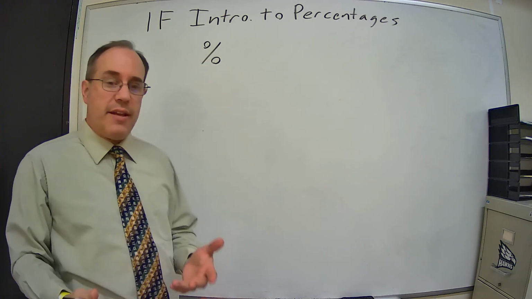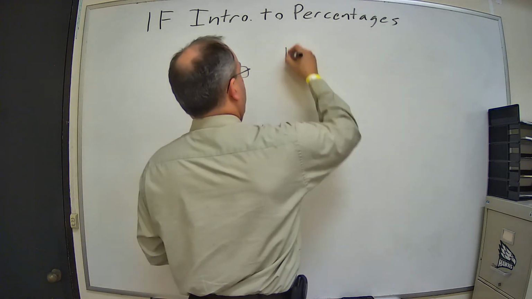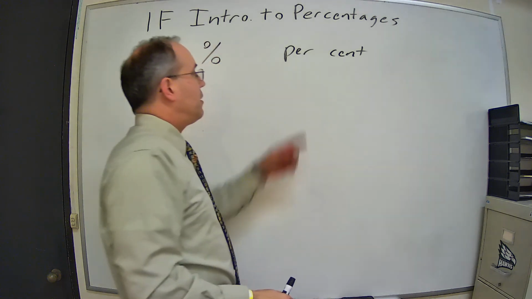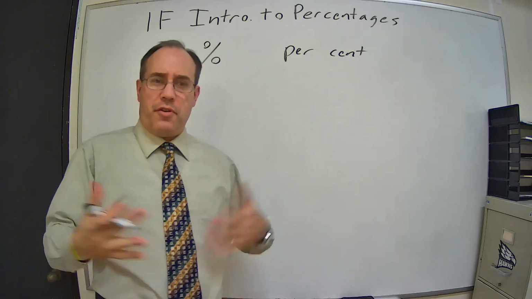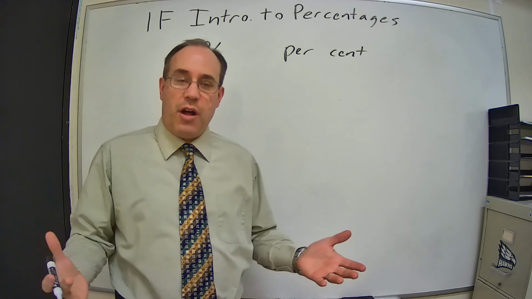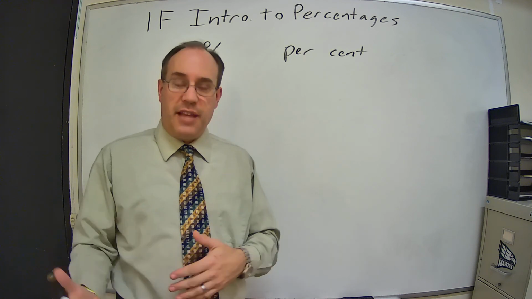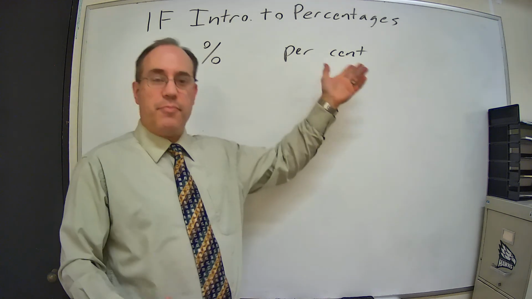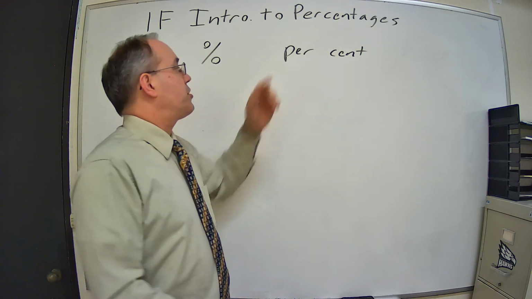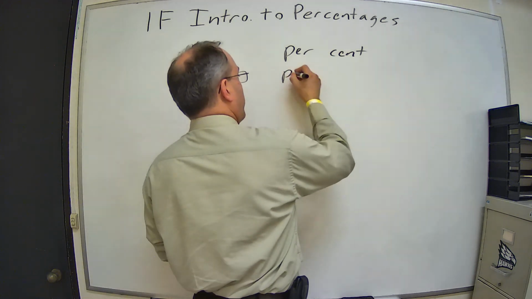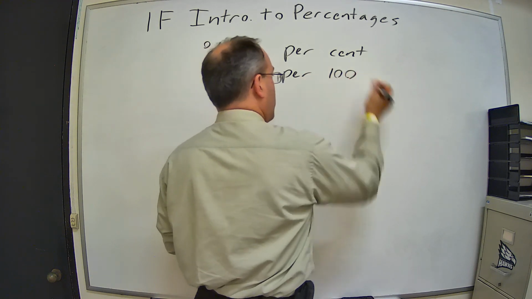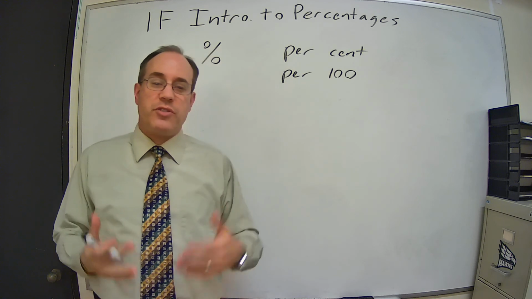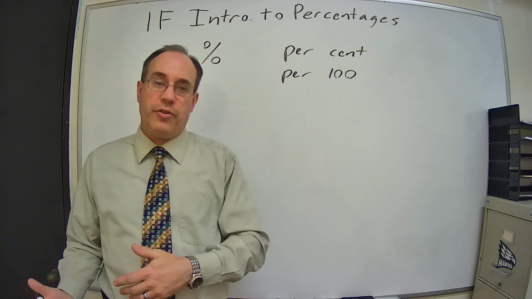Now, percent, if we break that into two pieces, per cent, cent, if you think of pennies in a dollar, there's 100 cents in a dollar. You can think of it that way, but cent means 100. So you're talking about per 100. So when we're talking about something in percents, we're talking about something per 100.